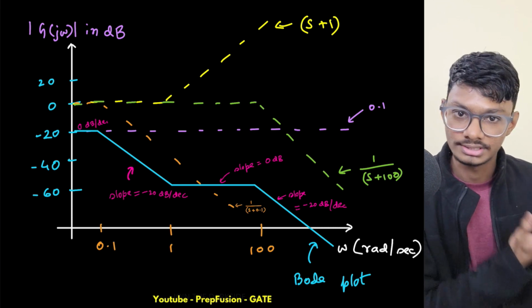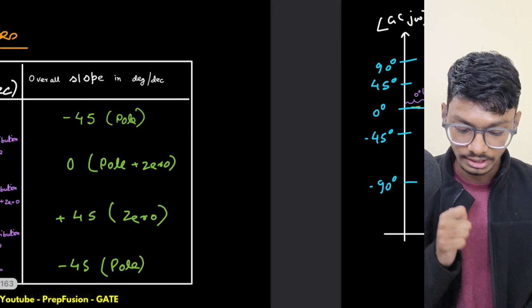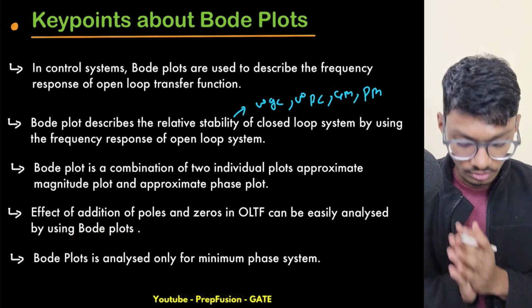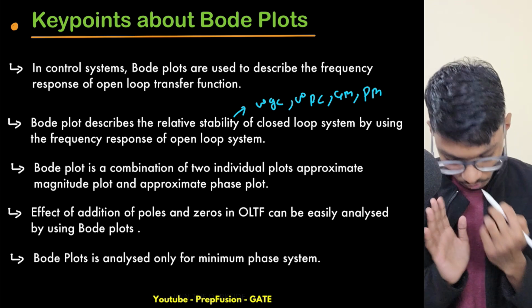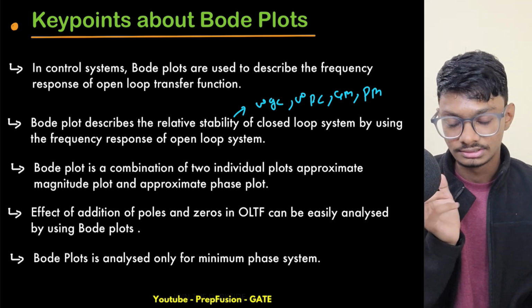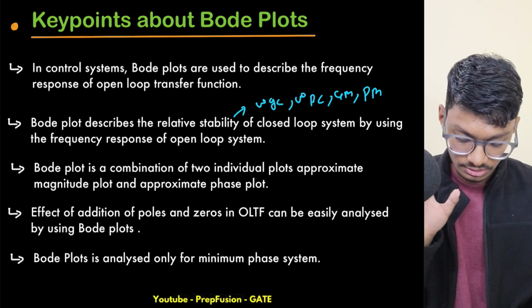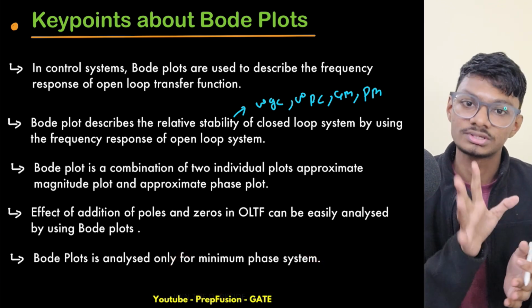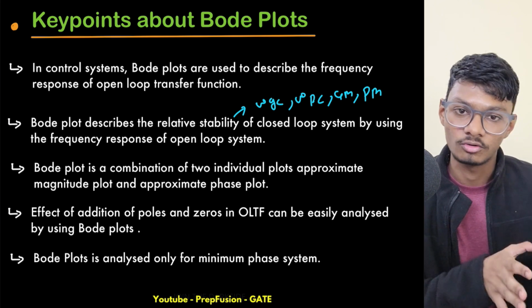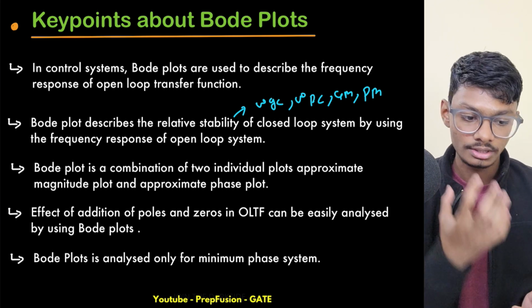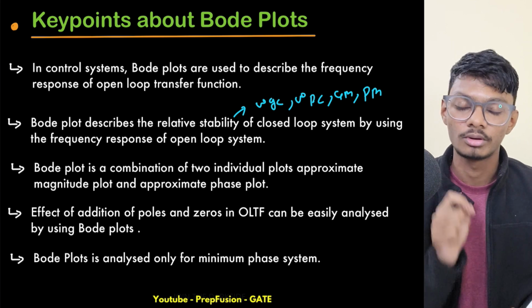For that we'll understand a few steps, but before that I gave you one point, that Bode plots can only be analyzed for a minimum phase system. This is conditional because there is one thing that we want to analyze from the Bode plots. That's why we only use it for minimum phase systems. Bode plots can be plotted for non-minimum phase systems as well, but from them we won't be able to get our desired information.